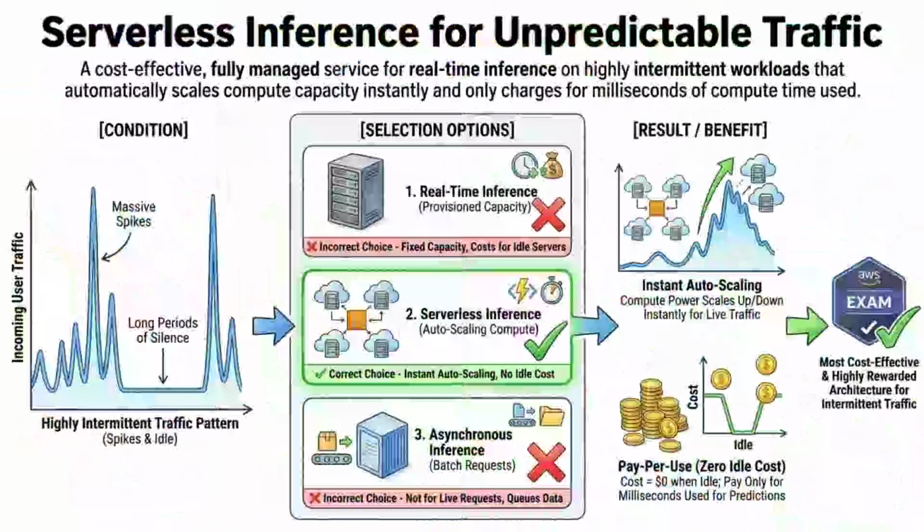If you have real-time inference needs but your incoming user traffic is completely unpredictable, with massive spikes during the day and long hours of absolute silence at night, you should utilize SageMaker serverless inference. Serverless inference completely removes the need to select or manage underlying virtual servers, as AWS automatically scales the compute power up and down instantly in response to live traffic.